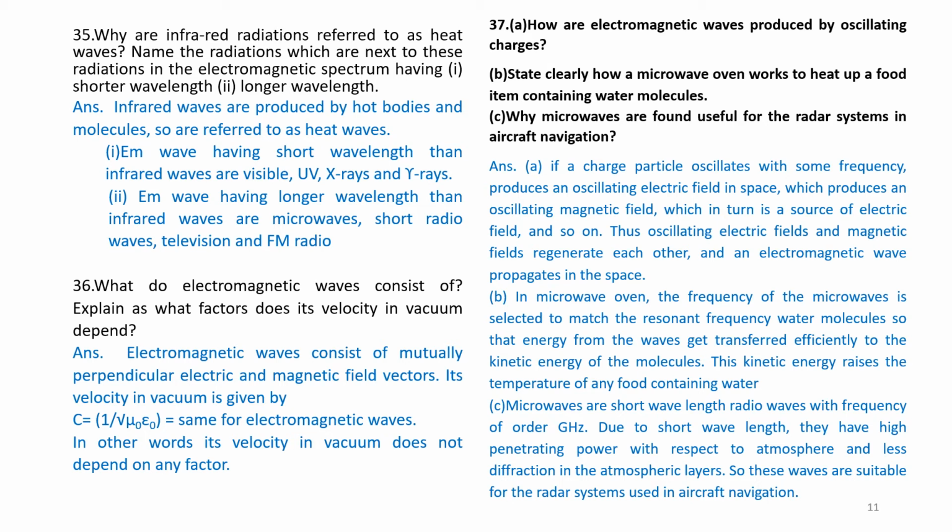Part C. Microwaves are short wavelength radio waves with frequency of the order of gigahertz. Due to this short wavelength, they have highly penetrating power with respect to the atmosphere and less diffraction in atmospheric layers. So these waves are suitable for radar systems used in navigation.